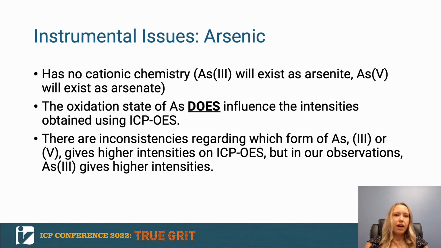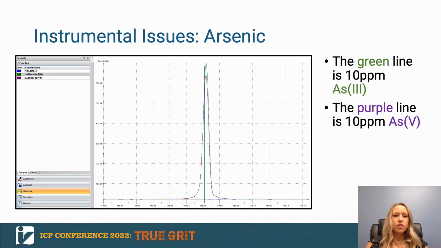So this does matter when it comes to analysis on an ICP, because we found that arsenate and arsenite do have different signals on the ICP OES. There are some inconsistencies in the literature about which one gives higher intensities, but here at IV we have seen that arsenic 3 gives higher intensities than arsenic 5. So you can see the difference in intensities demonstrated here.